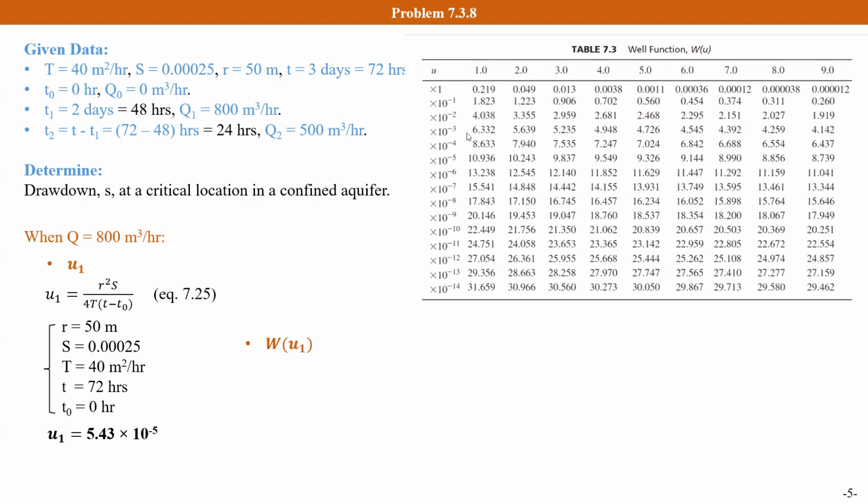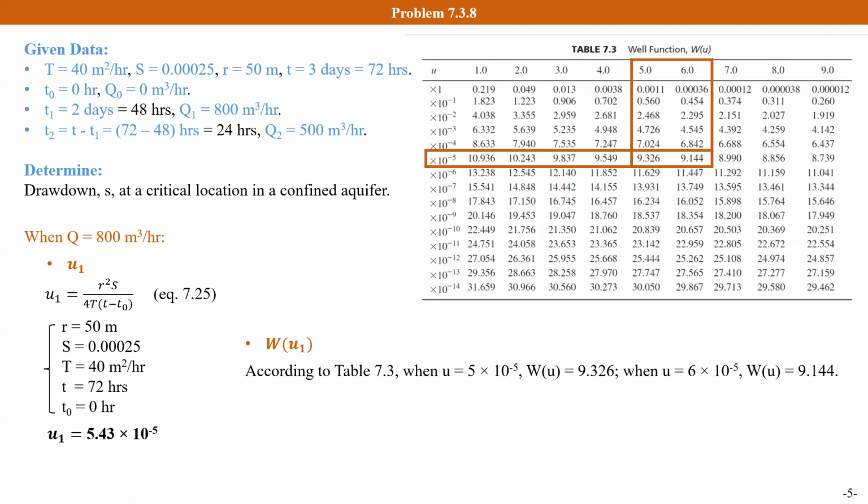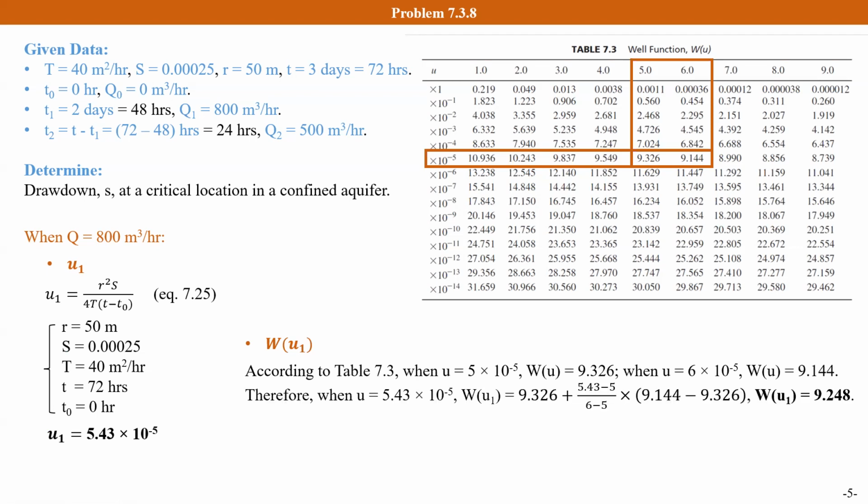Then, based on table 7.3, we can determine the value of the well function. It should be, because the U1 is between these 2 values, therefore, we know that the W, the well function of U1, should be between these 2 values. Therefore, after the interpolation, we can find the value of the well function. It equals 9.248.